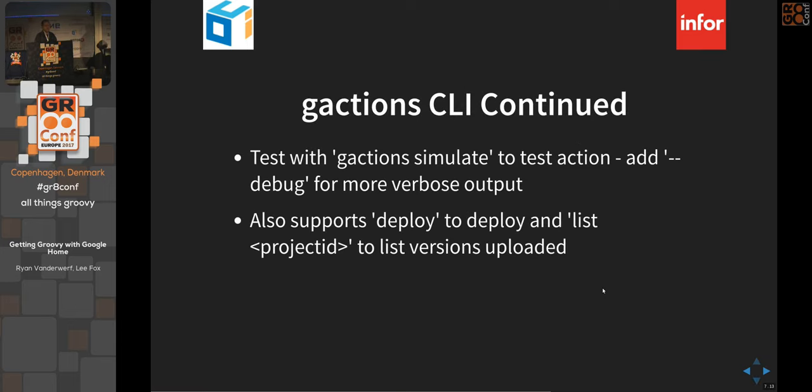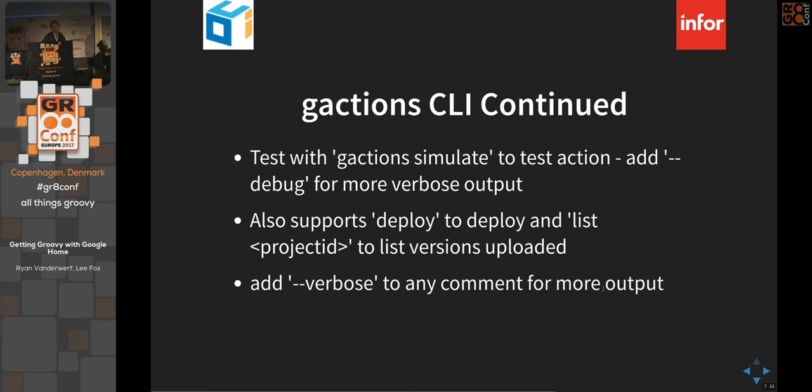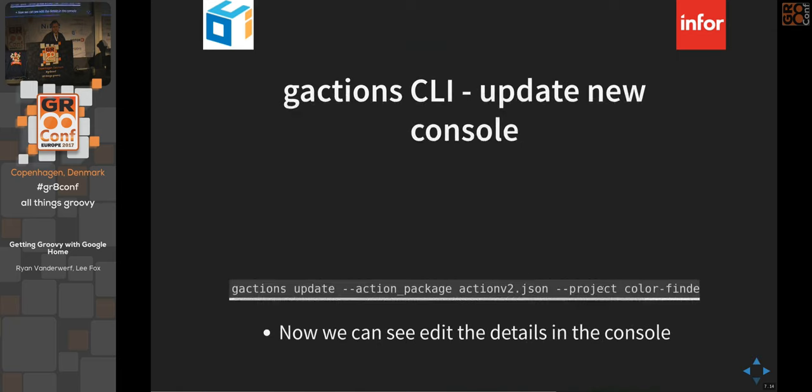You can also run something called GAction Simulate, and it creates a simulator. You can textually interface with it by typing the conversation instead of saying something. And then you can also deploy it. If you have something in production, you can deploy this action to a live system. It has to go through the approval process first. A couple tips, add dash dash verbose to any of it. It tells you more if you get any kind of error.